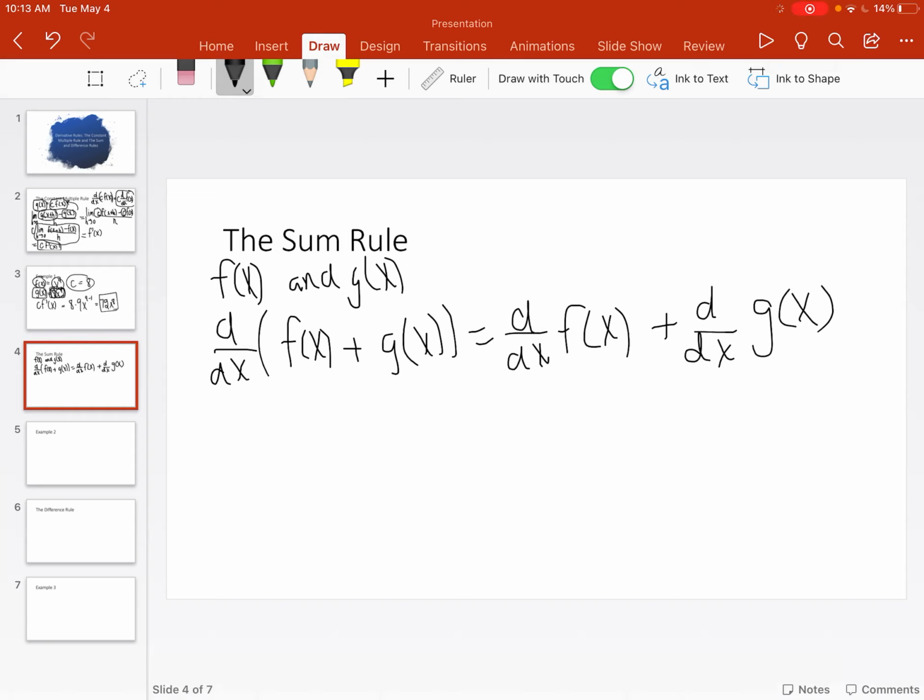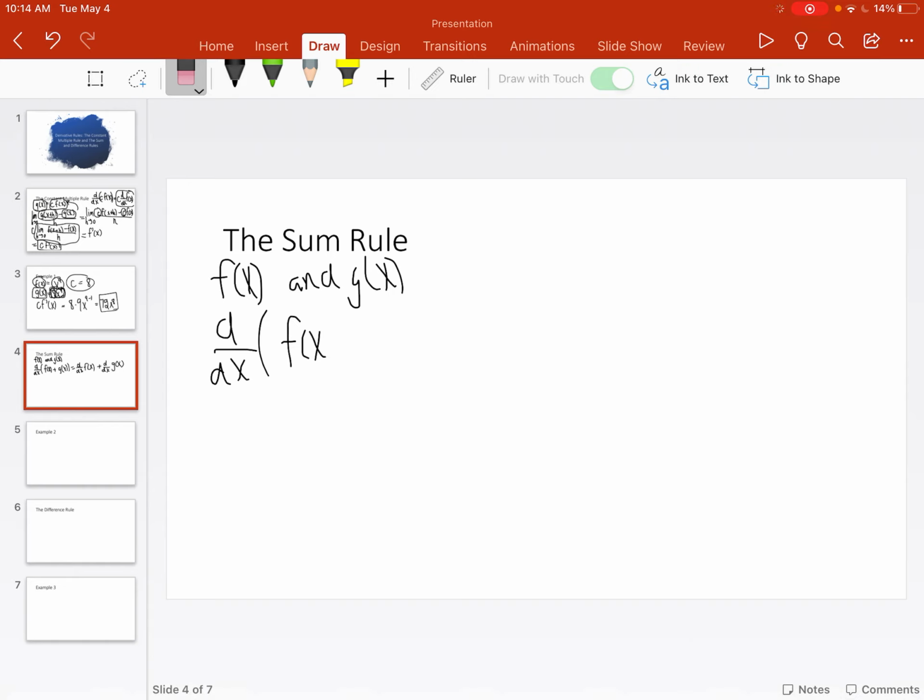So what it's saying is that if I sum these functions first, then take the derivative, it is the same as taking the derivative of each function on its own and adding it together. Not too complicated, pretty easy. I'm going to do a little proof of why this is the case. So I'm going to erase this. Keep this in mind though.